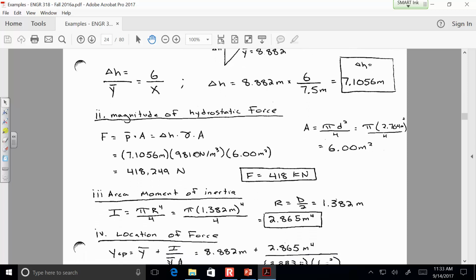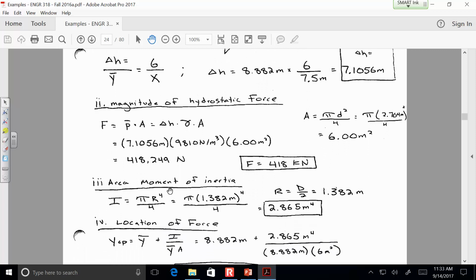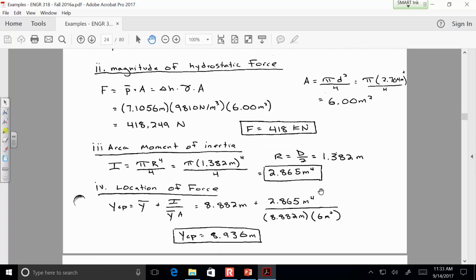Area moment of inertia, pi r to the 4th divided by 4, so we get the area moment of inertia. And now, on part 4 where it says the location of the hydrostatic force, the way to interpret that is it just means what's the YCP. Somehow identify where the force is applied, and in this case we can say the inclined distance from the water surface down to the centroid. So YCP is 8.936 meters. Who got that? Great, and you guys are doing great.